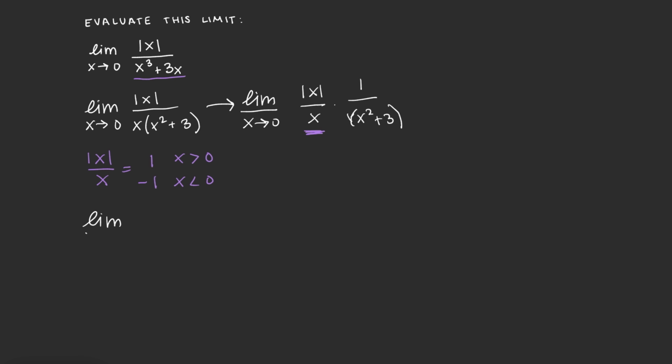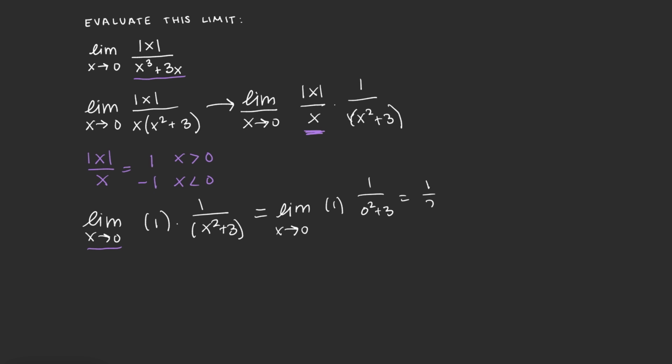So let's start with the positive 1. The limit as x approaches 0 of positive 1 times 1 over x squared plus 3. And if we plug in a 0 for anywhere we have an x, that will look like this: positive 1 times 1 over 0 squared plus 3. And that will leave us with 1/3. So that's our answer to the limit if we use a positive 1.